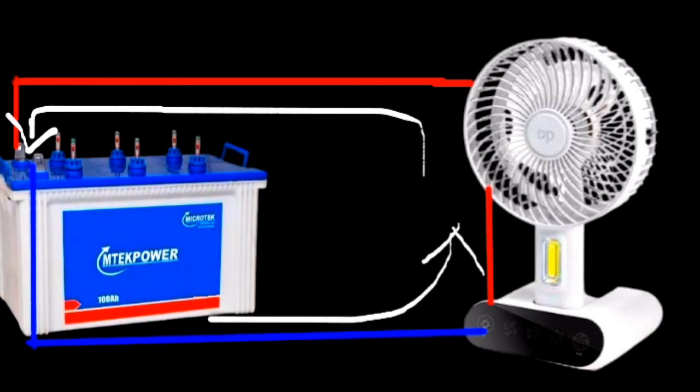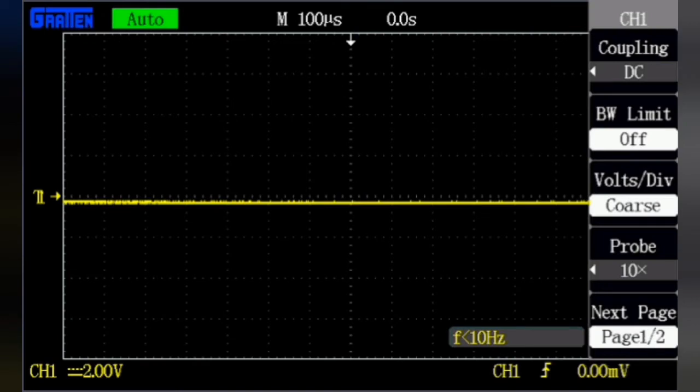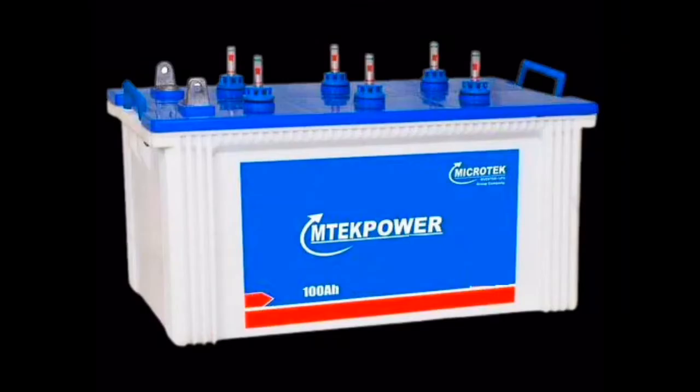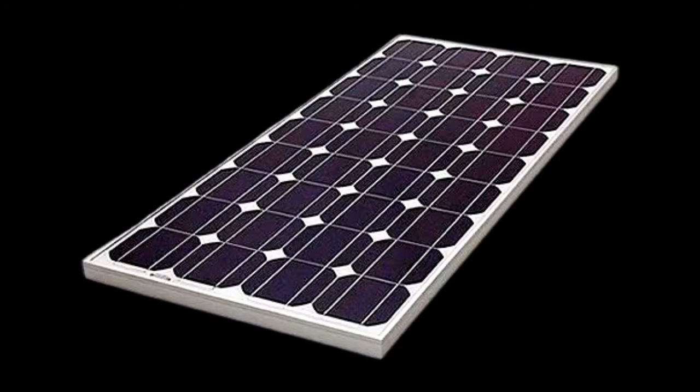It has no frequency. That is, a pure DC source has a frequency of 0. Viewed on the oscilloscope, the waveform of a pure DC is a straight, continuous line, as you can see on the screen. So these are some of the DC sources, or sources of DC electricity or electric energy.